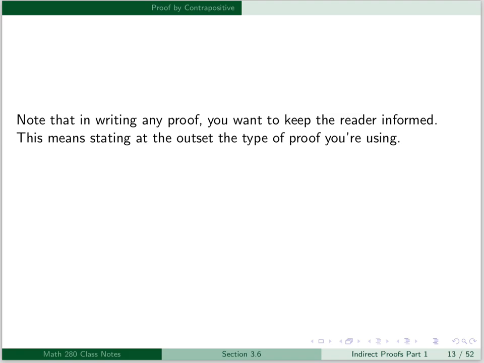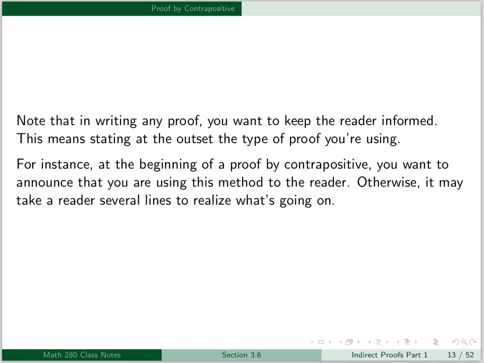Now note that in writing any proof, you want to keep the reader informed. This means stating at the outset the type of proof you're using. For instance, at the beginning of a proof by contrapositive, you want to announce that you are using this method to the reader. Otherwise, it may take a reader several lines to realize what's going on.